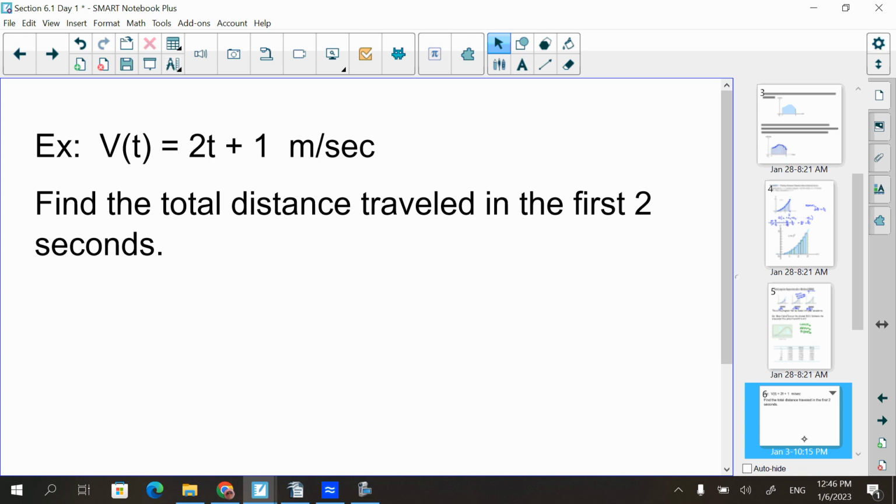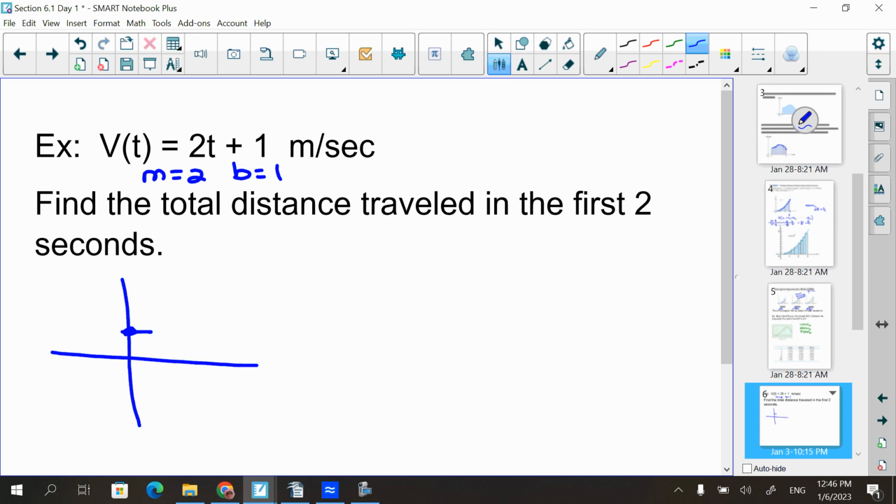So the first one gives the velocity equation, v of t equals 2t plus 1 meters per second. Find the total distance traveled in the first 2 seconds. Bless you. Thank you. So think about the graph of this, because that's what we're doing today. We're finding the area under the curve. So let's look at the curve, okay? Well, it's not a curve, is it? It's a line. Isn't that y equals mx plus b? Right? So the slope is 2 and the y-intercept is 1.